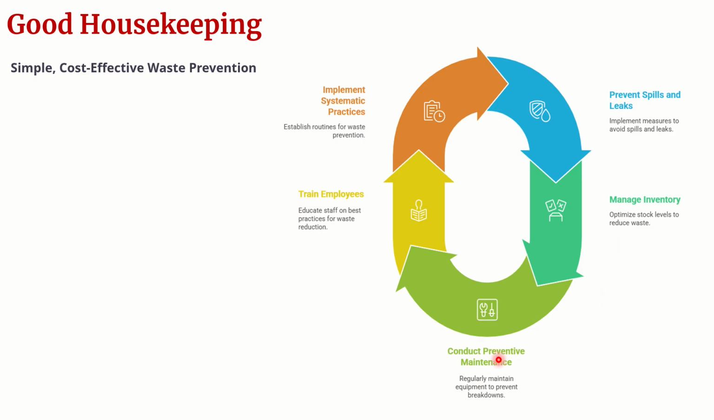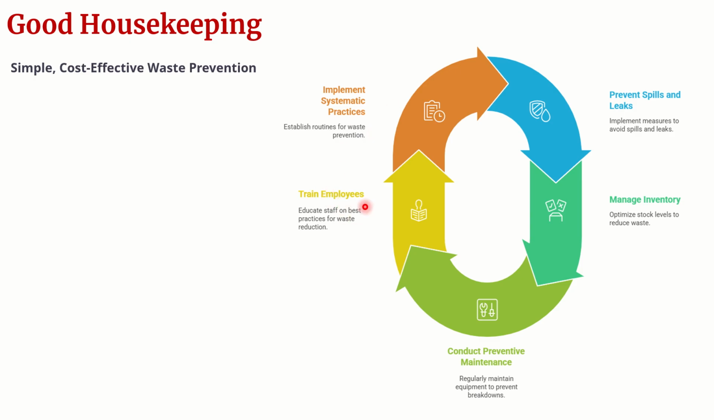Preventive maintenance, so regular maintenance of equipment in order to prevent breakdowns, leaks, and also inefficient operation. Then process optimization, which ensures the operation runs at optimal parameters in order to maximize the yield and minimize the waste. Then employee training and awareness, educating and motivating the employees on the importance of waste minimization, proper operational procedures, and also spill response.